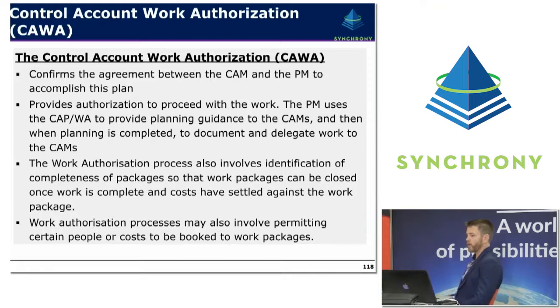The work authorization process involves identification of completeness of packages, so that work packages can be closed once work is complete and costs have settled against the work package. The work authorisation process may also involve permitting certain people or costs to be booked to given work packages.